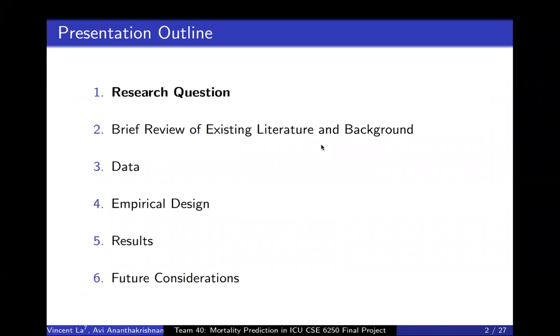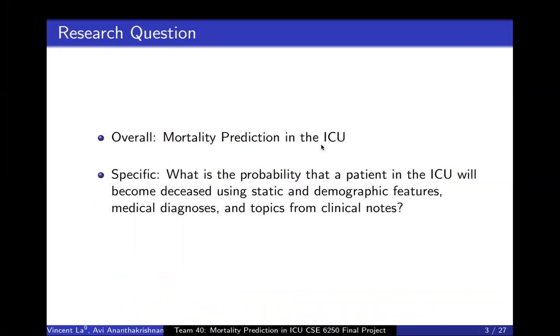Okay, so I'm going to give a brief presentation outline first. First, we're going to talk about the research question. Then we're going to go into some literature review and background. Then we're going to talk about the data that we use, which is the MIMIC data. Then we go into our empirical design for our model. Then we're going to talk about our results. And then we're going to conclude with future considerations.